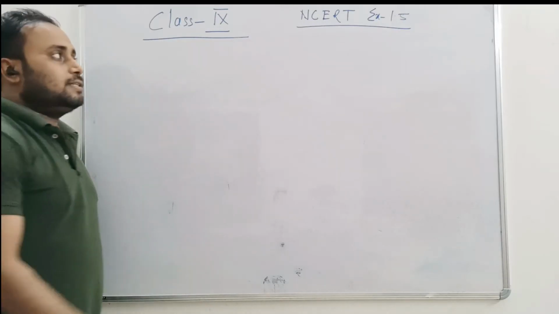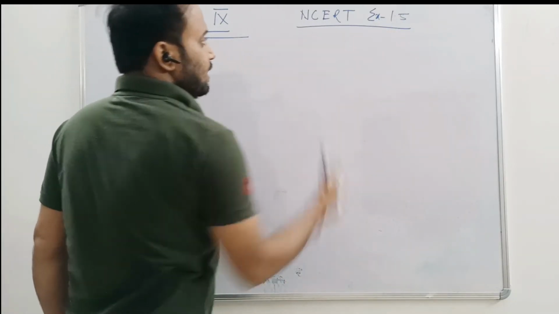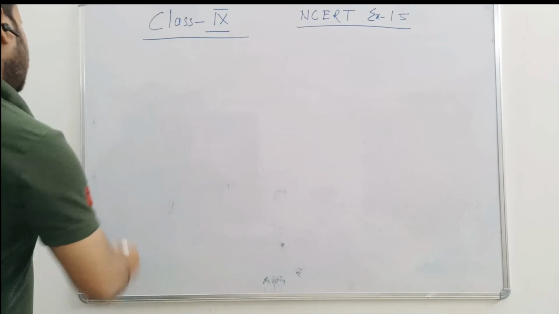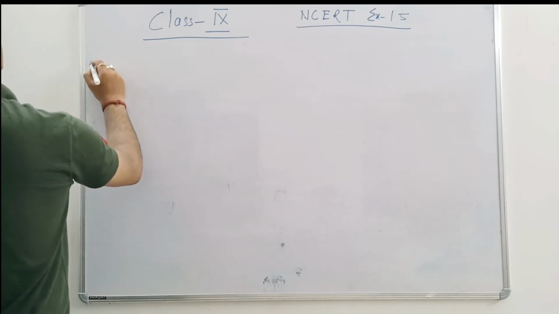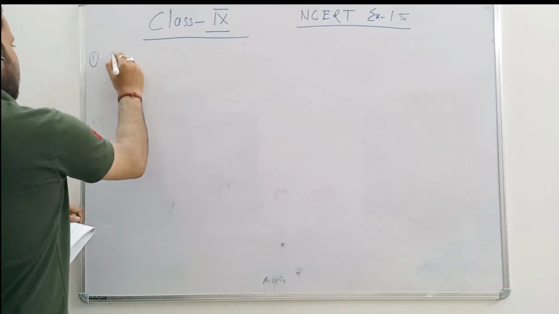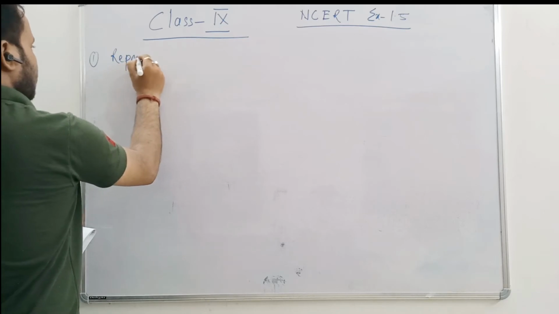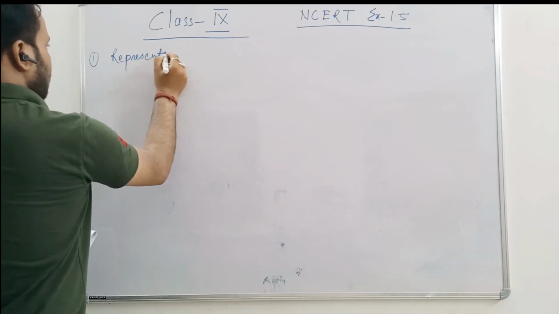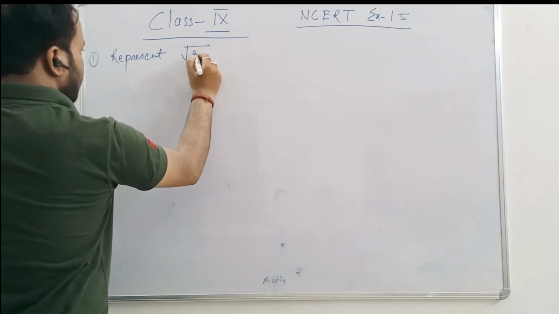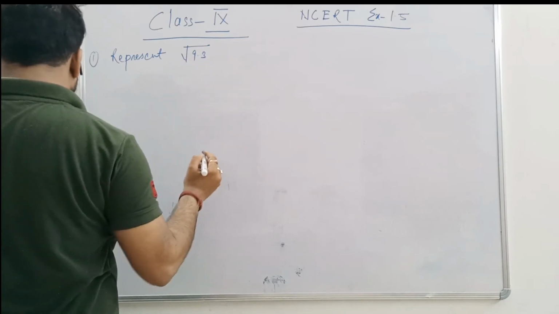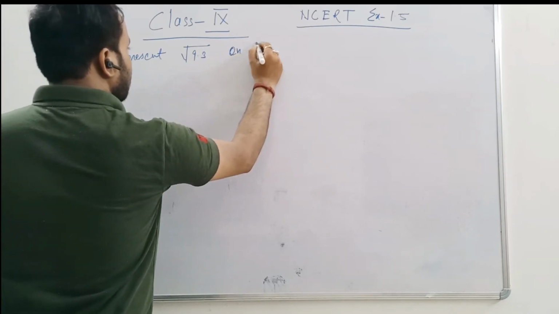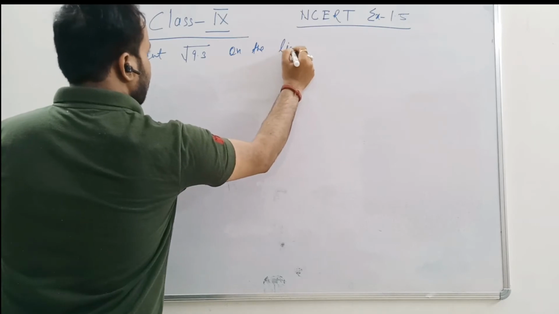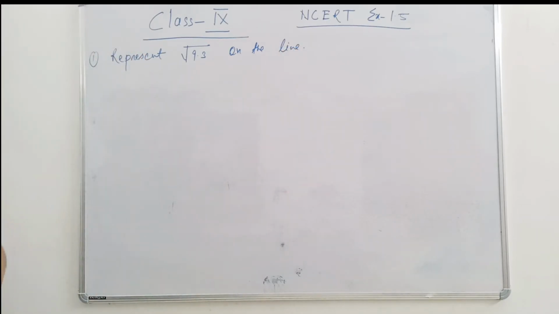Next we discuss NCERT exercise 1.5. This is the question: represent root under 9.3 on the number line. This we have to represent.